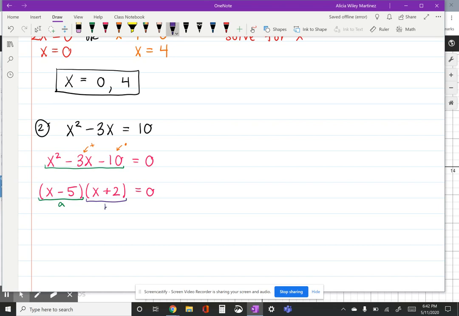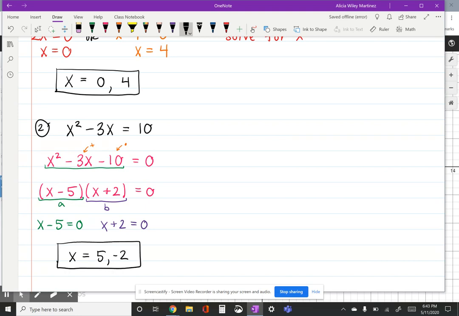Here's your B. In order for this whole thing to equal 0, you either have to have this factor be equal to 0 or this factor be equal to 0. So my two options are x minus 5 could equal 0, or x plus 2 could equal 0. Leaving me with the answers: from this one, I would get x equals 5, and from this one, I would get x equals negative 2. So there are your answers.